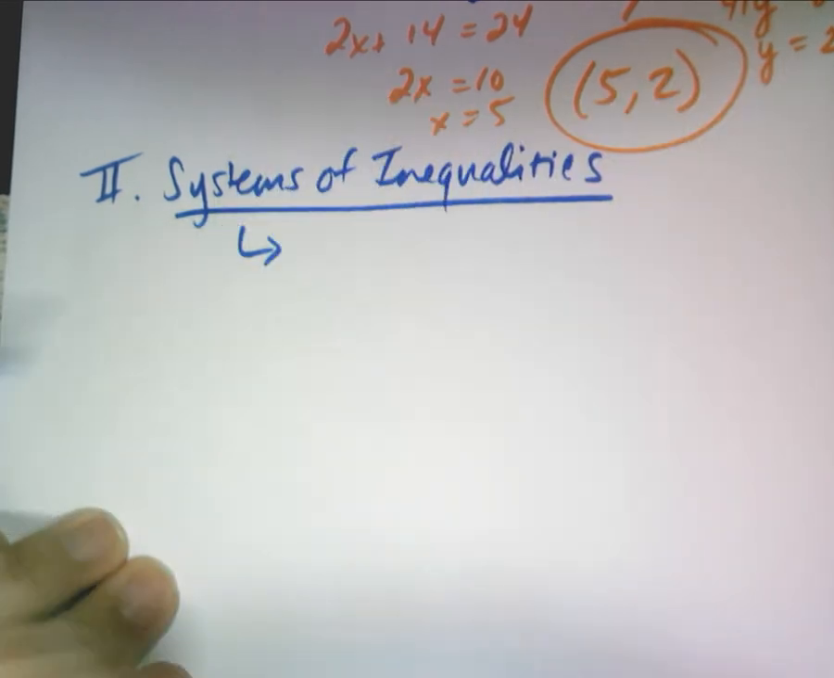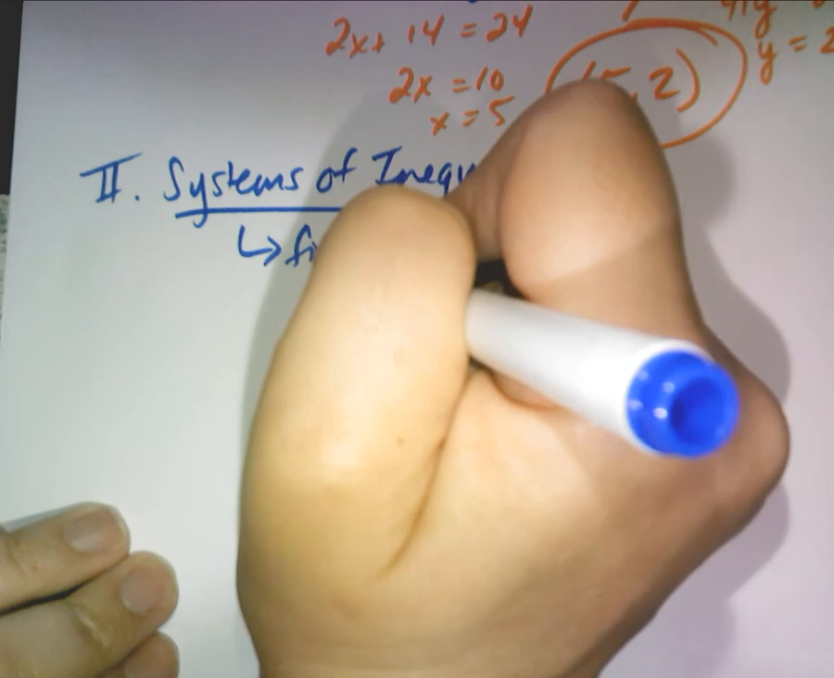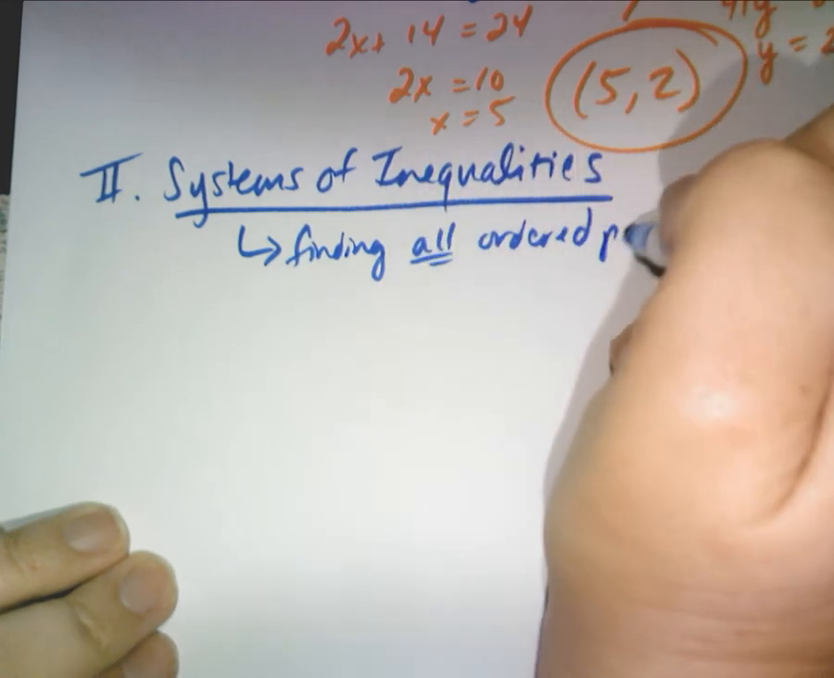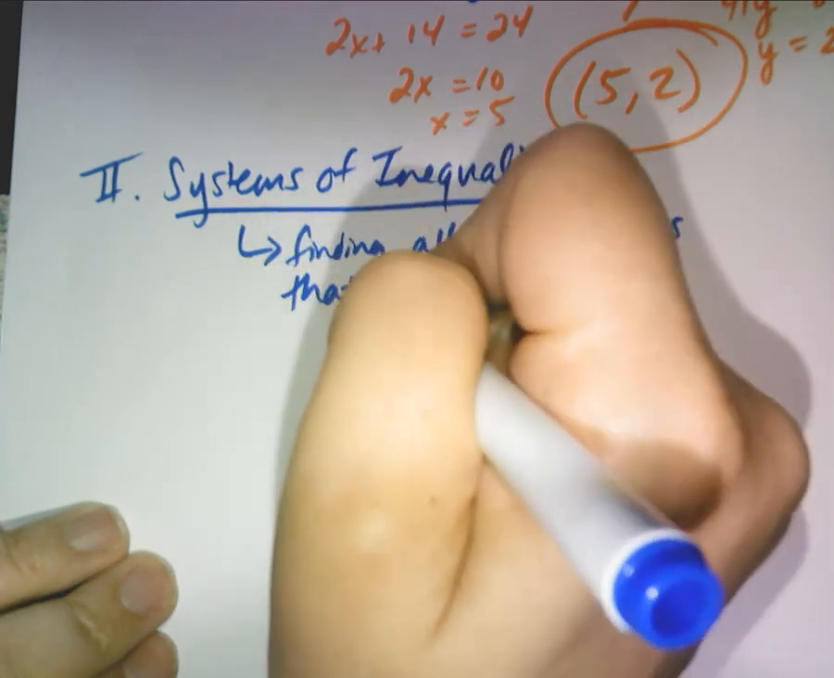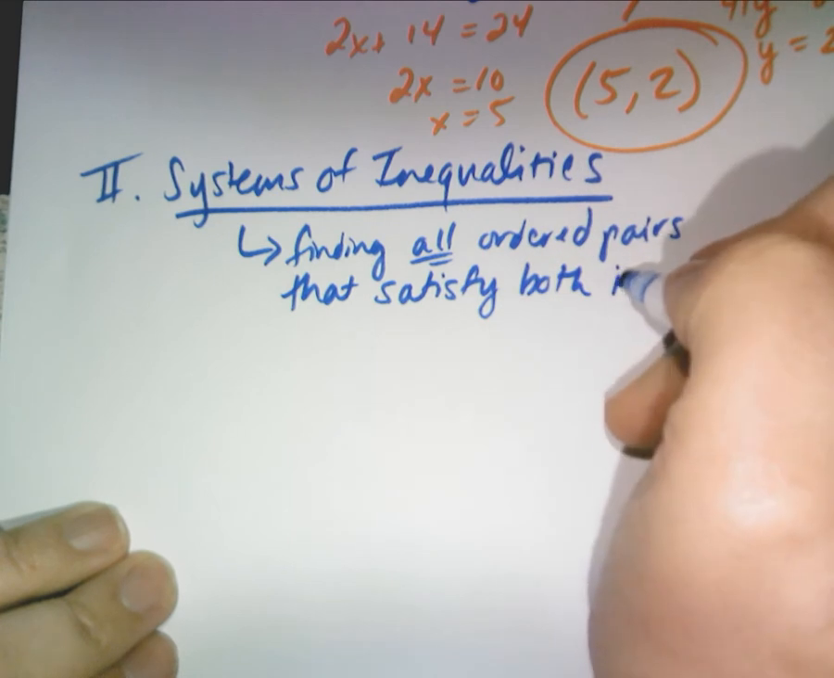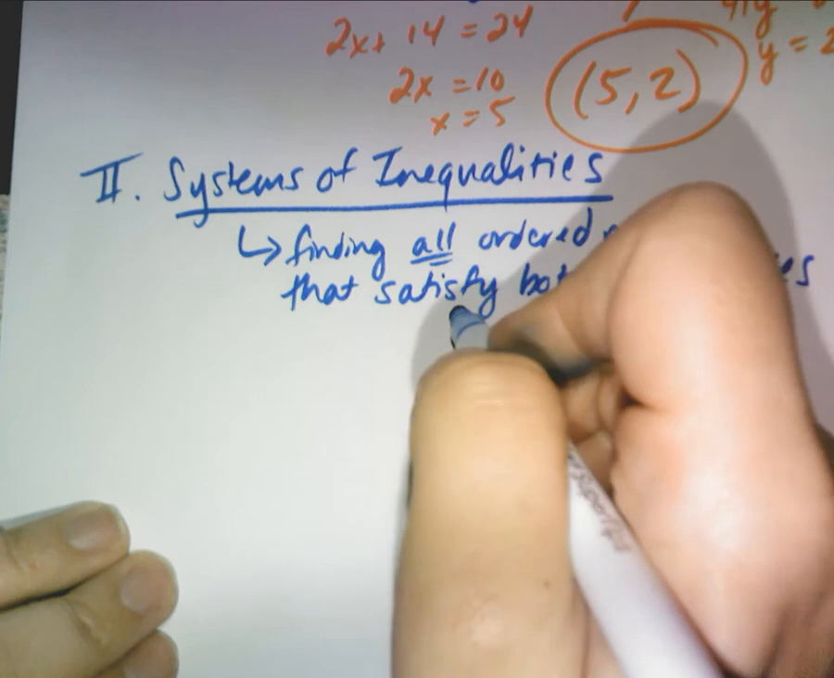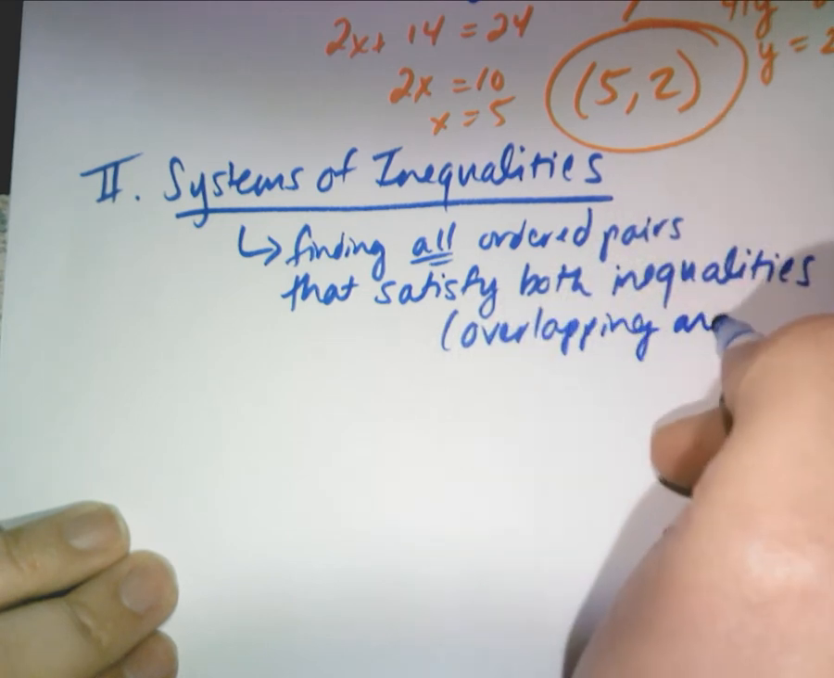Systems of inequalities have several solutions. And so what we do is we shade regions where they work. So we are finding all the ordered pairs that satisfy both equations. Or both, I'm sorry, both inequalities. Which means we're finding overlapping areas.